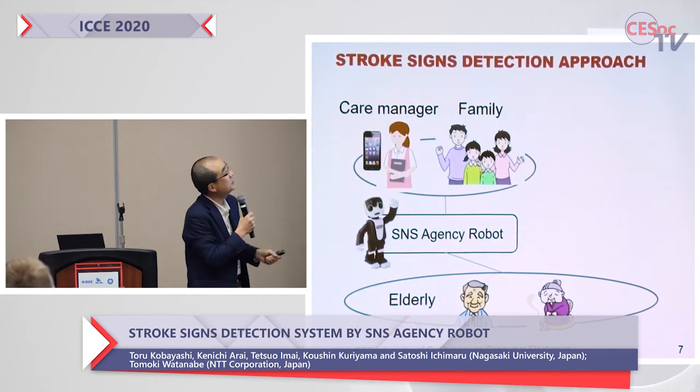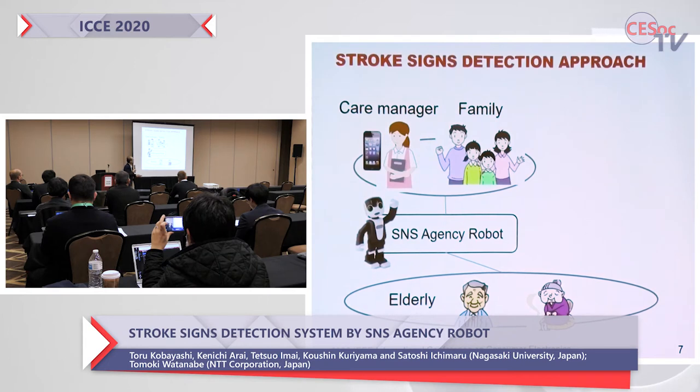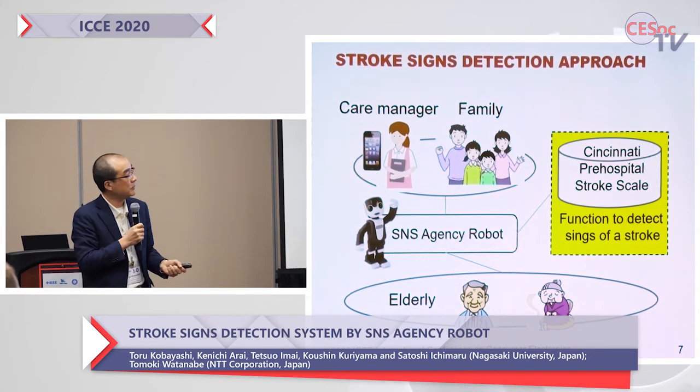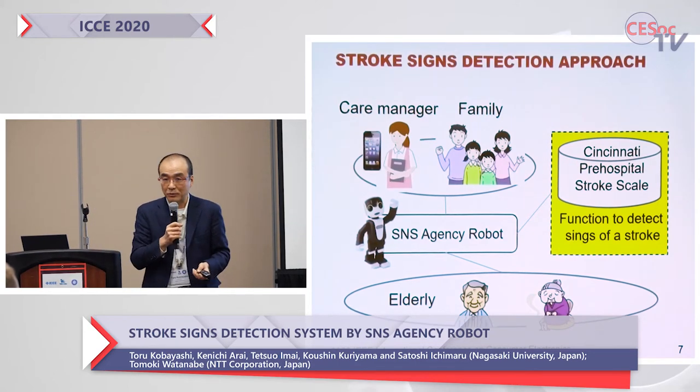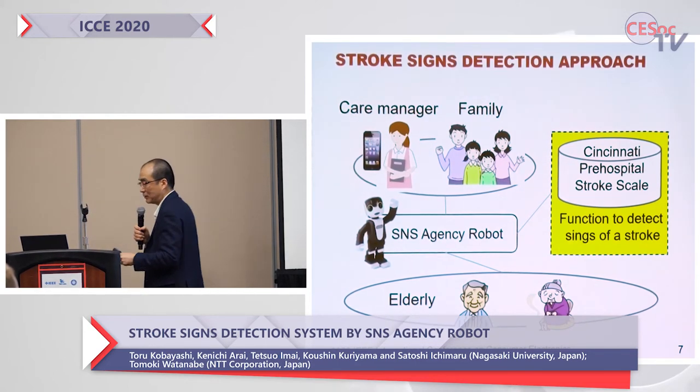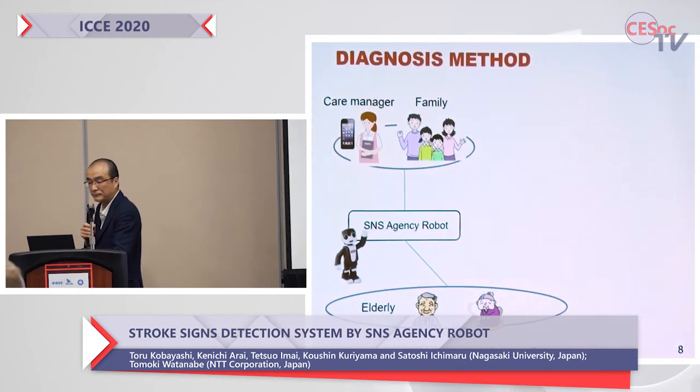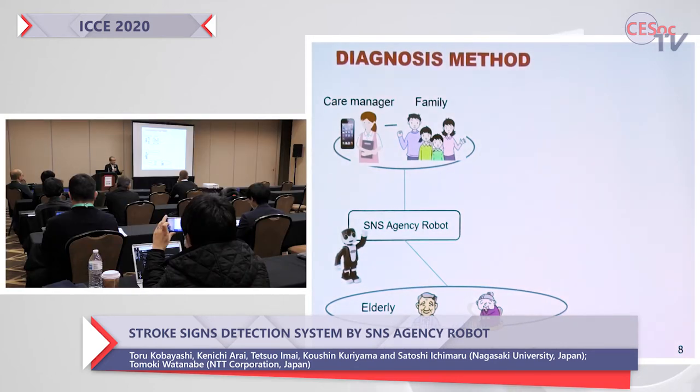This is the stroke signs detection approach. This is the SNS agency robot we have already developed. So we added new functionality to this robot. It's a function to detect signs of stroke. It's a very simple approach. So this is the diagnosis method.